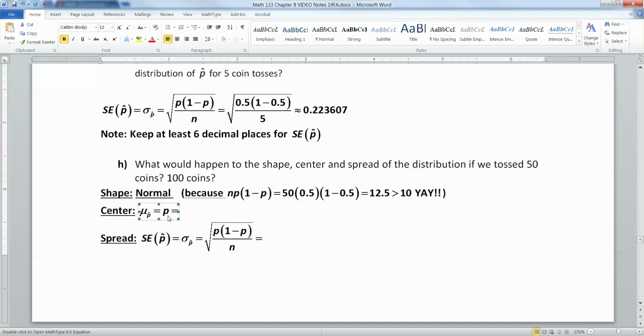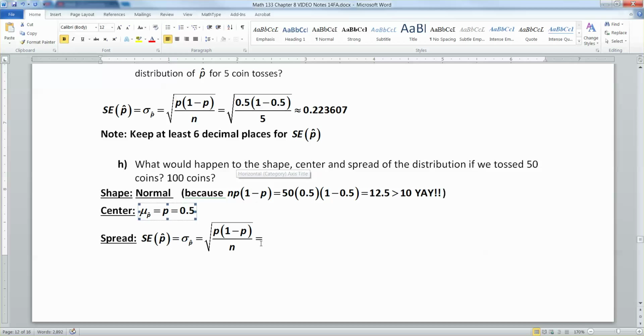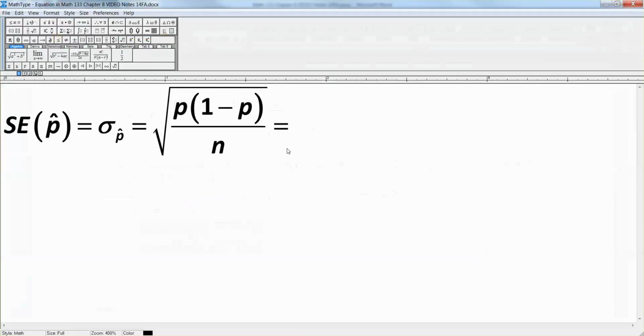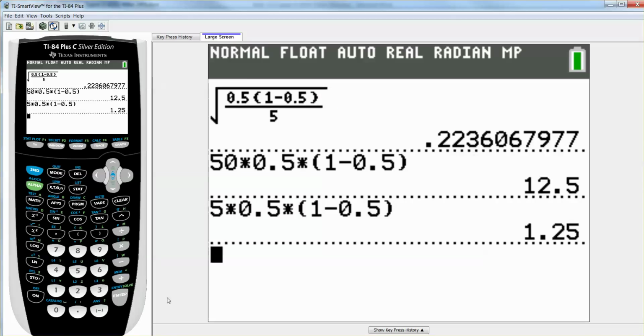All right, so now what would it be for p? This would be 0.5 still. That would be your center because p is 0.5. And then now SE of p hat, well, that's what we were just doing. But instead of 5 in that denominator, we would let that get larger to like 50, say. So let me do that. So there it is. I put the numbers in. 0.5, 1 minus 0.5 over 50. So let me grab the calculator.